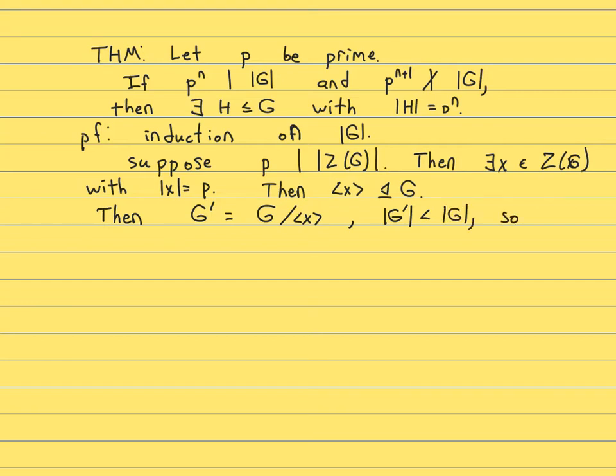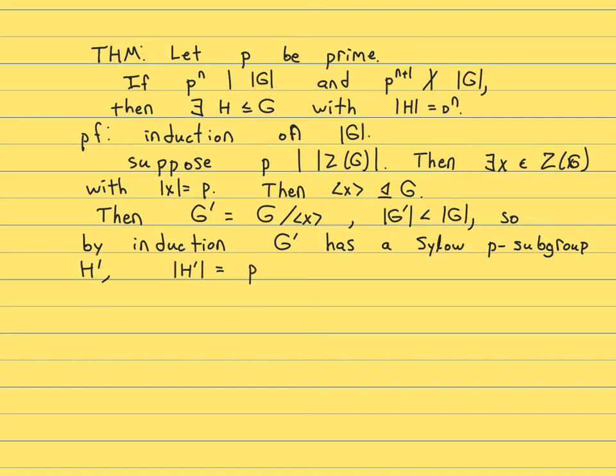So by induction, G prime has a Sylow p subgroup. Let's call it H prime. And let's say it has size p to the n minus 1. Why n minus 1? Well, in here we're assuming p to the n divides g. Because you've divided out by an element of order p, the largest prime power dividing the order of G prime should be p to the n minus 1.